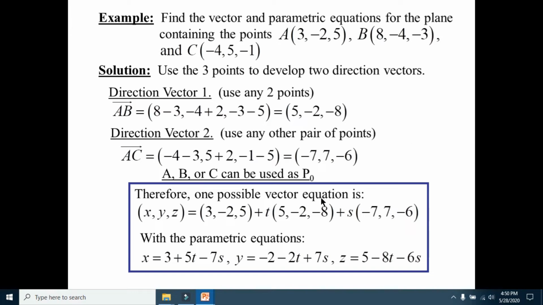And the parametric equations come straight out of the vector equations. x will be 3 plus 5t minus 7s. y will be negative 2 minus 2t plus 7s. z will be 5 minus 8t minus 6s.